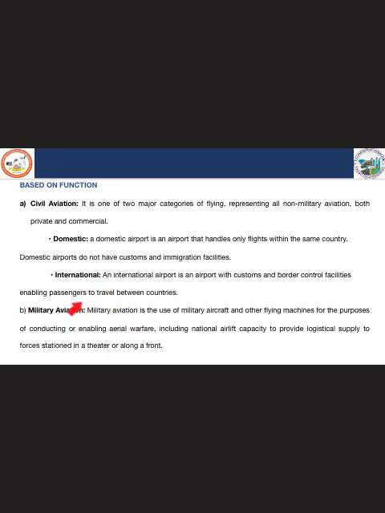The second type of airports are for military aviation, where the airports are meant for military aircraft and flying machines for the purpose of conducting or enabling aerial warfare, including the national airlift capacity to provide logistical supply to the force sustained in the theater or along a front.